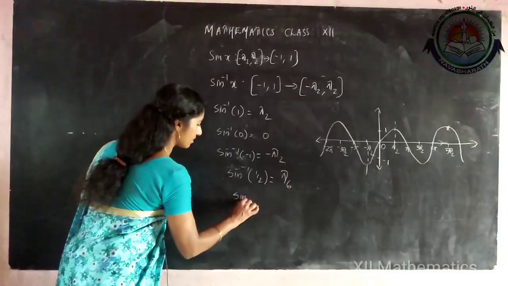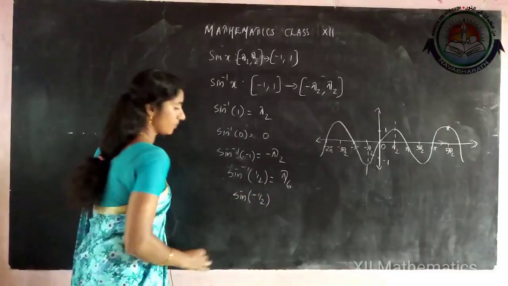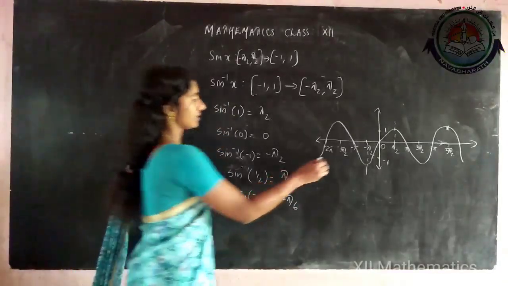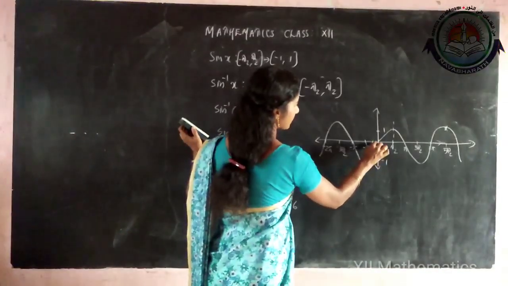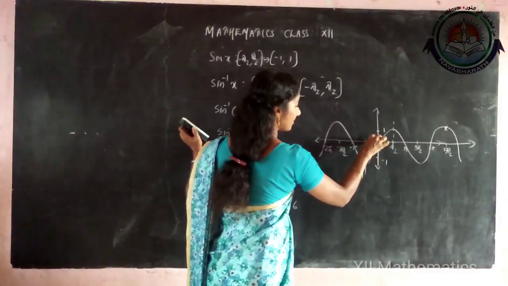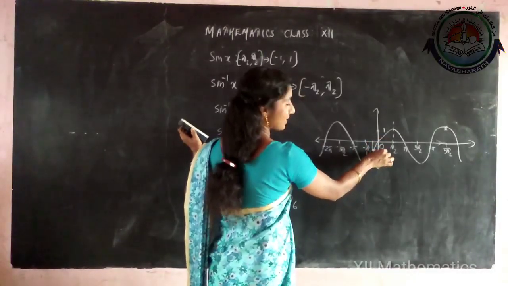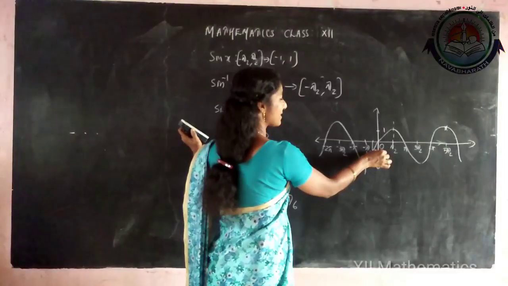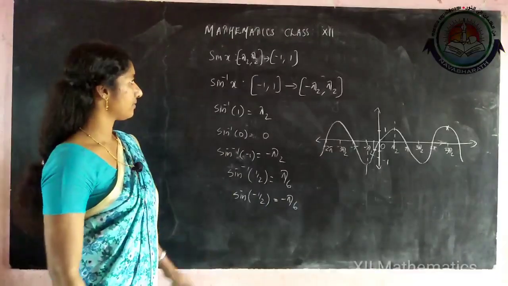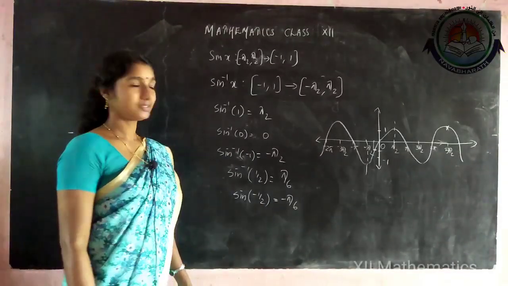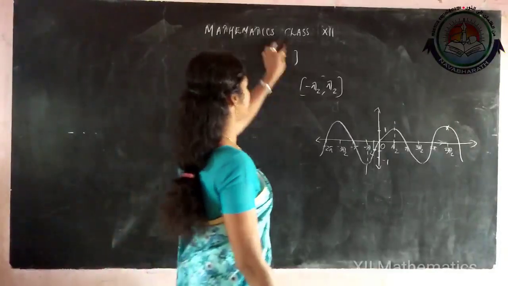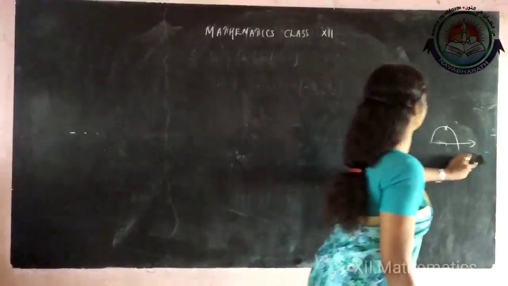What is sine inverse of minus 1 by 2? That is equal to minus pi by 6. Means sine of minus pi by 6 is minus 1 by 2. So sine inverse of minus 1 by 2 is minus pi by 6. Okay, like this we can give the values. Clear? Then we can define the cos function and its inverse function.